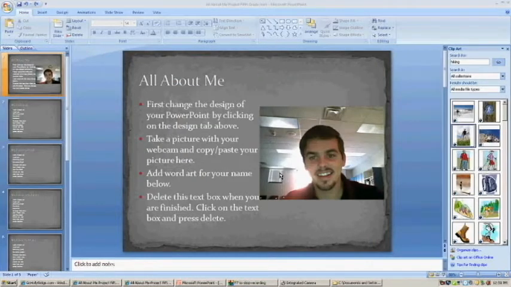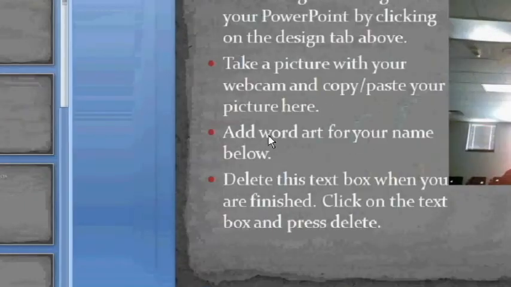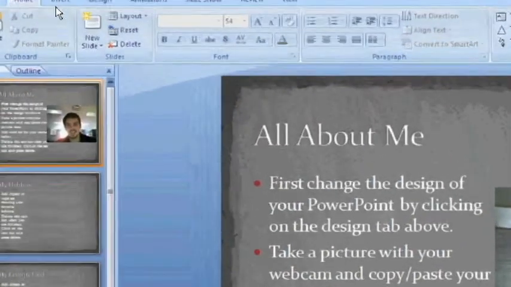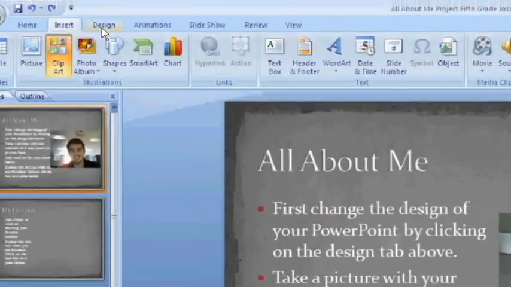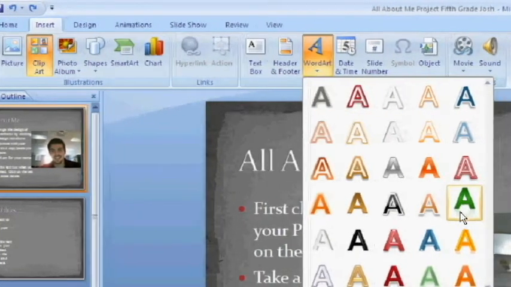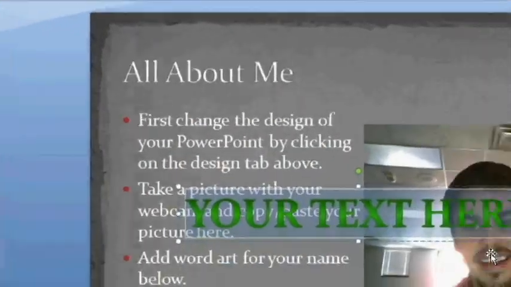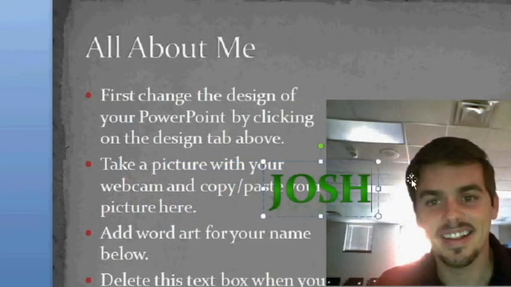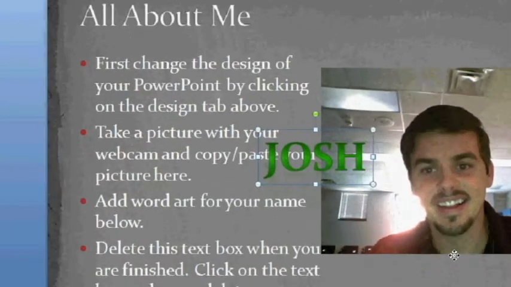Now that I've resized my picture, I'm going to follow the next step, which is to insert word art for your name. To do that, go to the Insert tab at the top, click on Word Art, choose the word art style that you like, and then type your name. You can move the word art by clicking on the edge of the word art and dragging it.